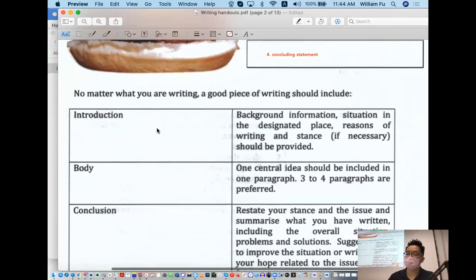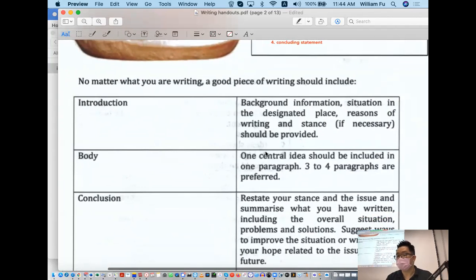For a whole essay, the introduction gives you the background information, the situation, the designated place, the reason for writing, and your stance. In some cases, stance, not in all cases. Okay, the body. One central idea, you underline this. One central idea should be included in one paragraph. Please, one paragraph should have one topic sentence only, which means one central idea. Don't include more than one. Now, I give you one example.